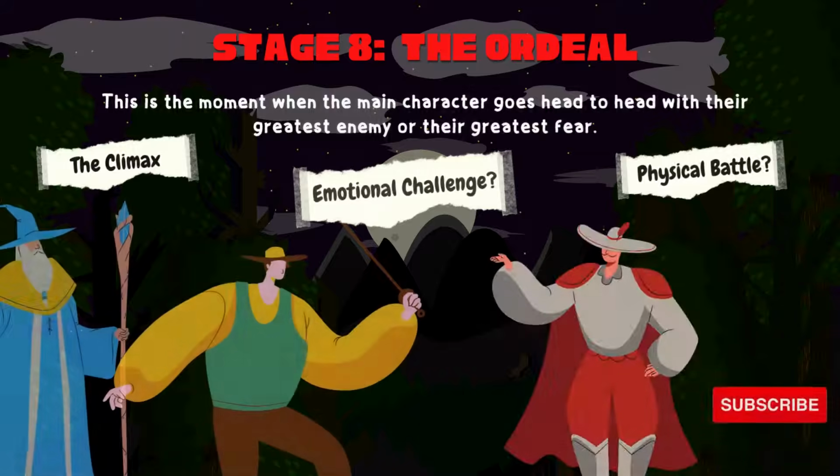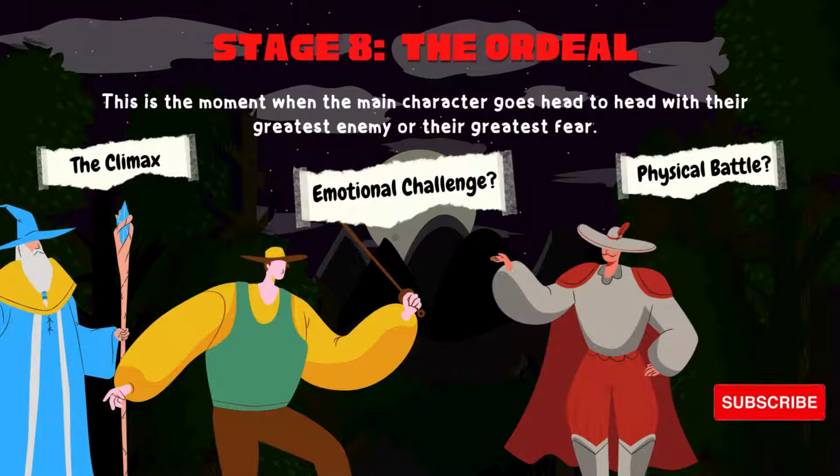Stage 8 is the ordeal. This is the moment when the main character goes head-to-head with their greatest enemy or their greatest fear. In other words, this is the climax of the story, and normally could involve a physical battle or an emotional challenge of some sort. During this stage, the hero's allies or mentor may come in for additional support.